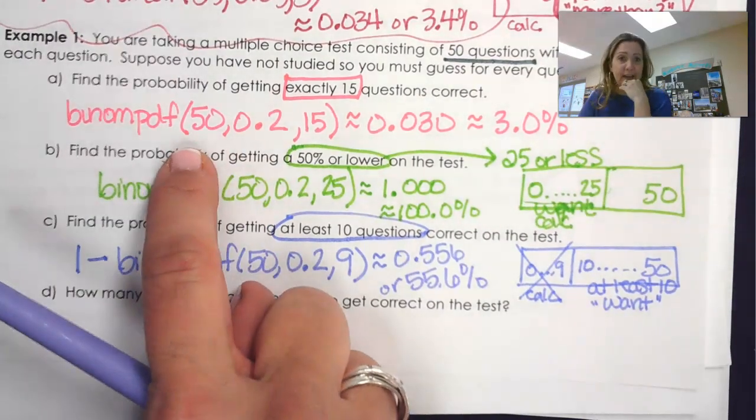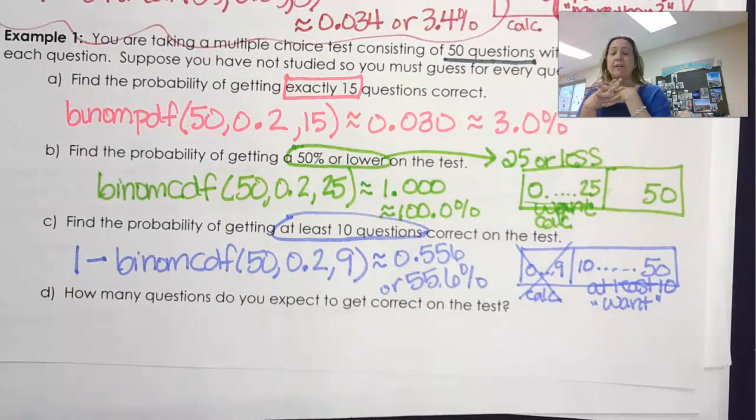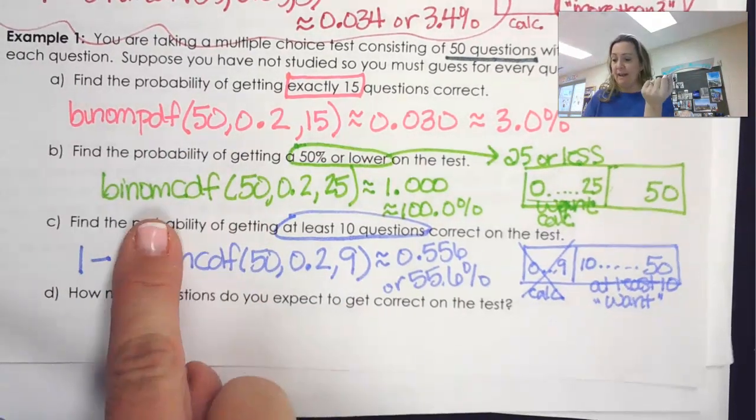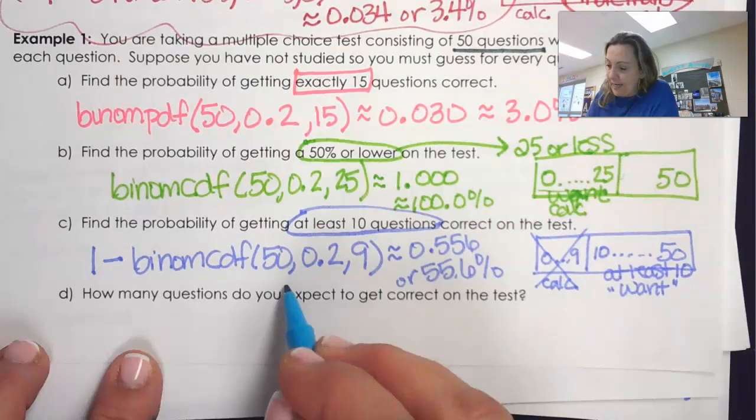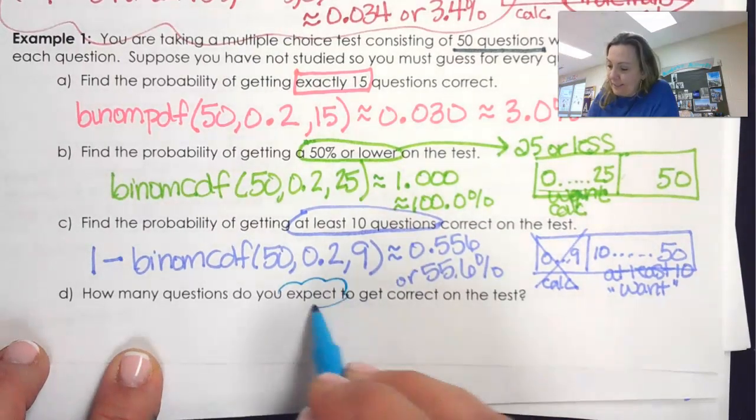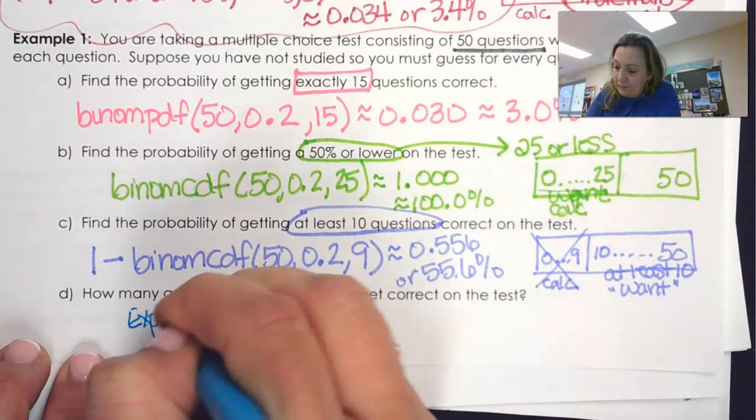Exactly, where we use PDF. Something where it's cumulative from 0, so things that are less than something, where we use CDF. And then when it's more than something, we take 1 minus that binomial CDF. Okay. And then here this says, how many questions do you expect to get correct? And remember, when we see this expect, that this is like our expected value.